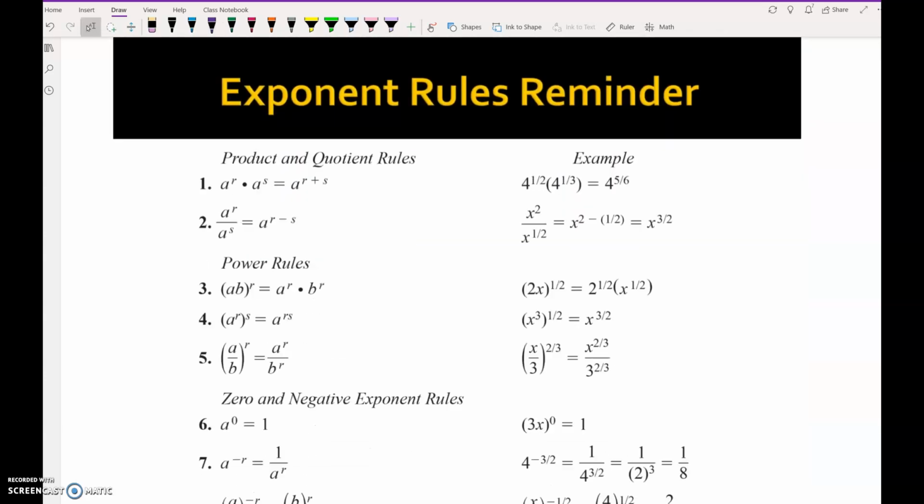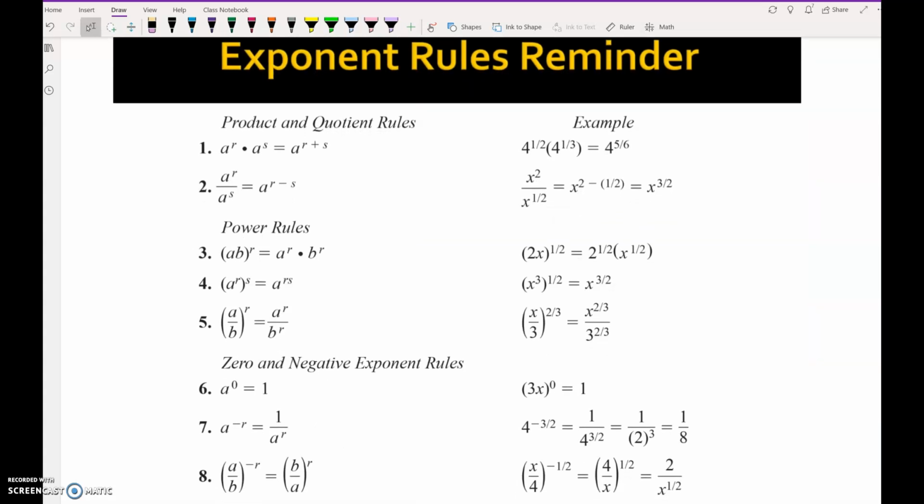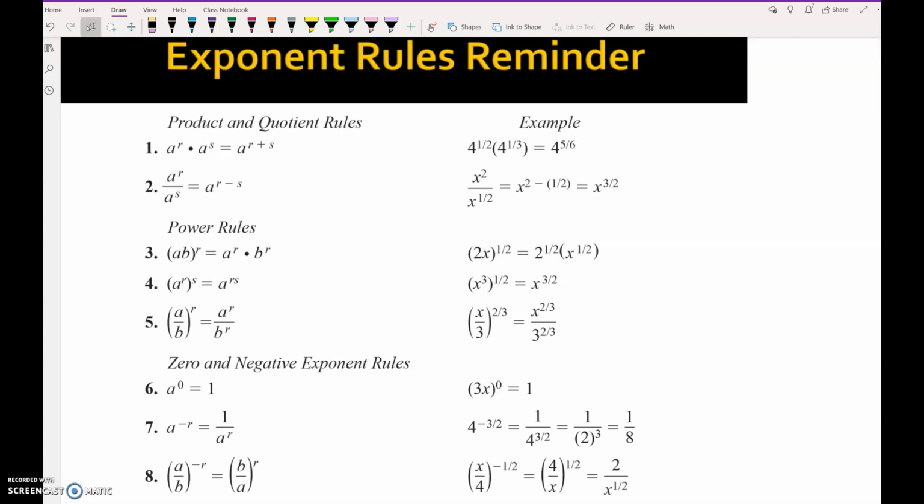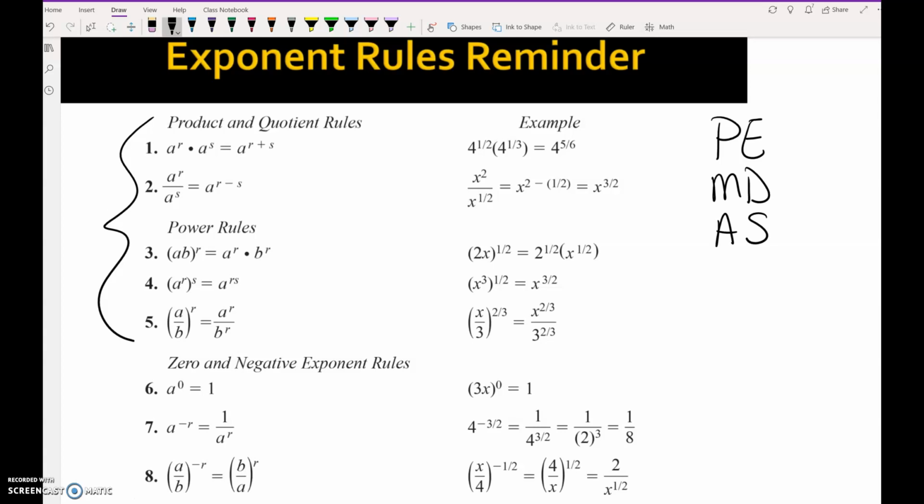Okay. The next slide is really just a reminder of all of the exponent rules that you've learned over the years. You started learning these in Algebra 1. We went over these again in Algebra 2. I do have a little helper to help you with numbers 1 through 5. If you write the word PEMDAS with 2 letters per line, this is a visual clue to help you remember your properties of exponents. If you see parentheses, you are going to multiply your exponents.